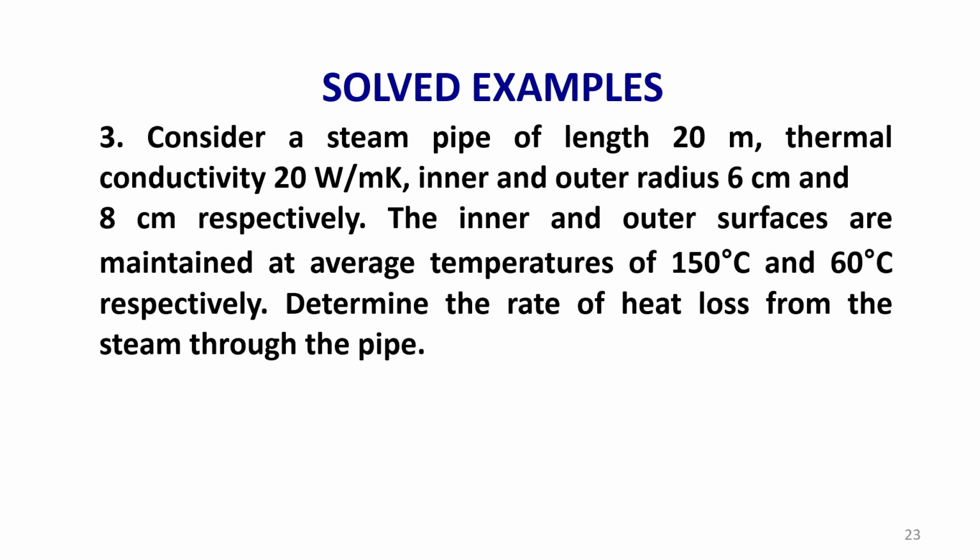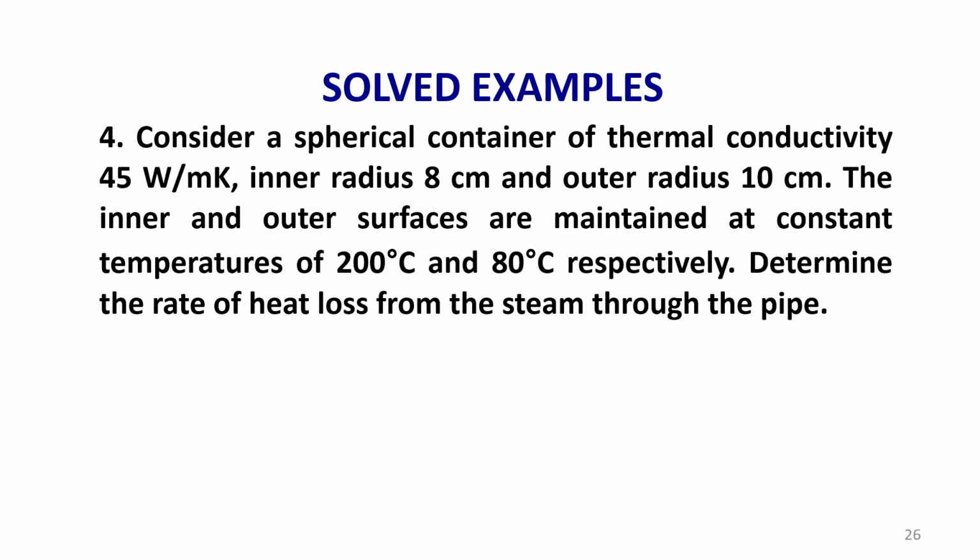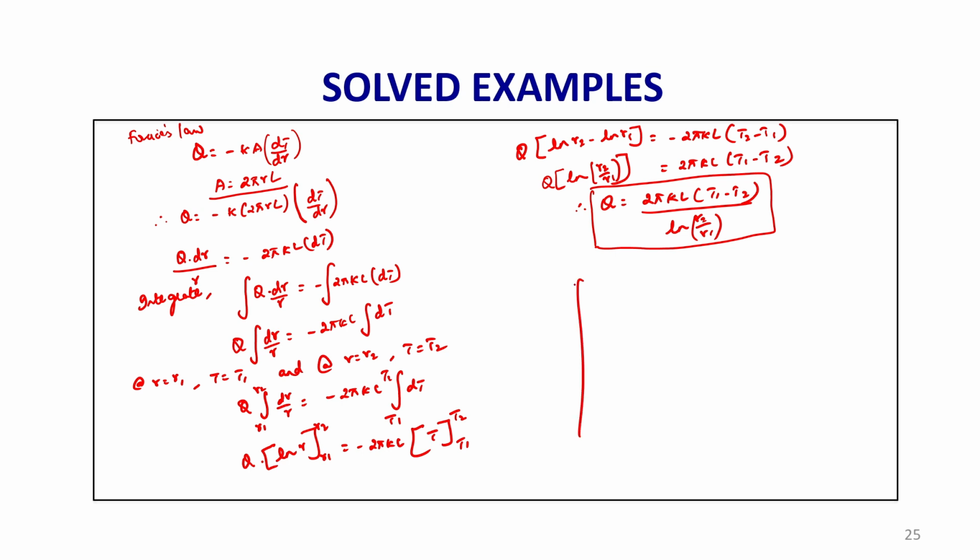Let us quickly go to the third problem. Third and the fourth problem are very simple. A steam pipe of length 20 meter. Okay. So, it is like a cylinder, cylindrical component. Thermal conductivity K value is given, inner and outer radius are given, R1, R2, T1, T2 is given. Okay. So, it is very easy. L value is given, T1 is given, T2 is given, R1 is given, R2 is given. So, you have to find out Q.